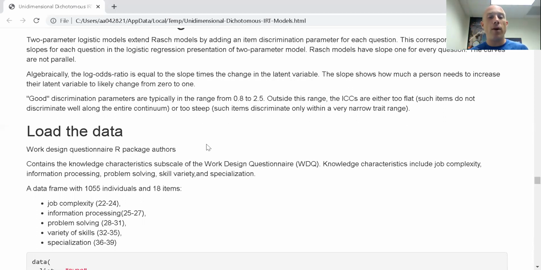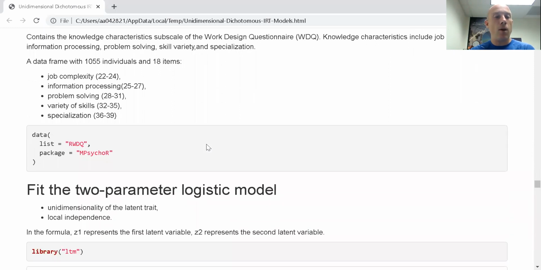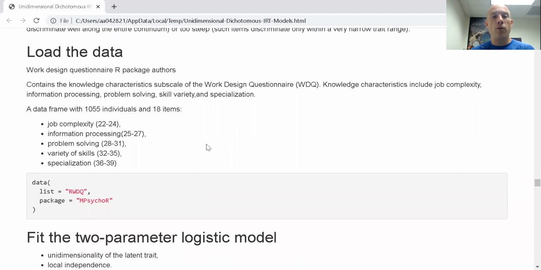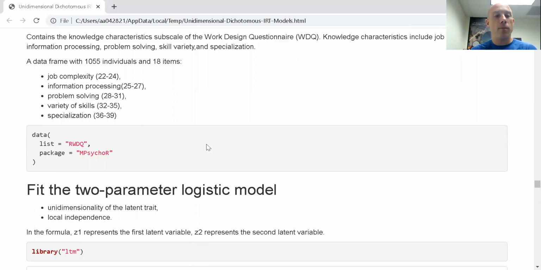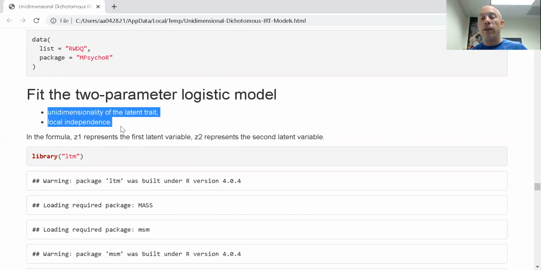All right, so now let's go ahead and get some data. Let's take the RWDQ, the work design questionnaire. And we're going to fit a two-parameter logistic model. Here we need unidimensionality of the latent traits, so we believe that there's only one factor driving the results, but we still need independence. We don't have the restriction on the slope. We don't have the restriction of parallel lines.